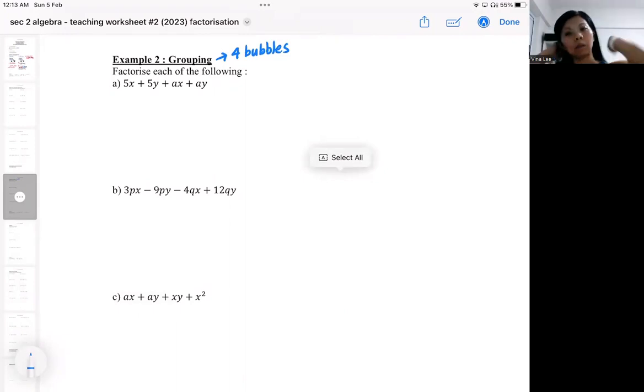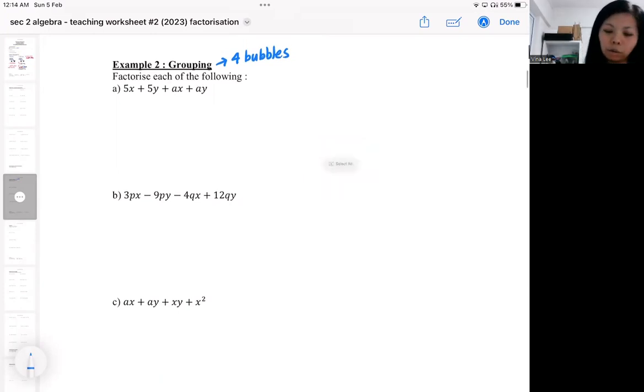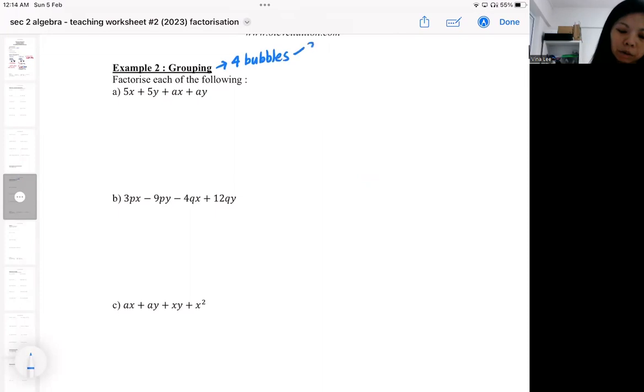But at the end of this topic, you will see that there are some questions with four bubbles, but when you group them, you group them three by one. That means three on one side, then there'll be one person solo. Later on you'll come to that kind. But currently, I'm going to show you two by two. I'm going to show you that we will split into two bubbles and two bubbles first.